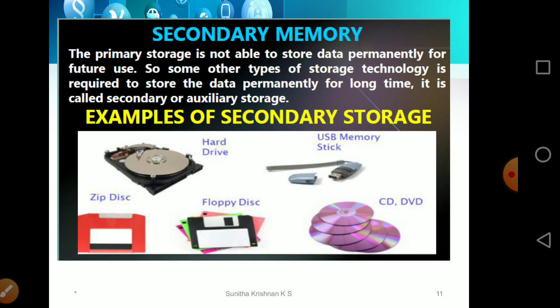Then comes the secondary memory. Primary storage is not able to store the data permanently for future use. So we have secondary storage where we keep all the data safe. It is hard drive, USB memory, floppy disk, CD, and zip disk. Zip disk and floppy disk are older types of storage devices with less memory, and the other three are the common memories used nowadays.